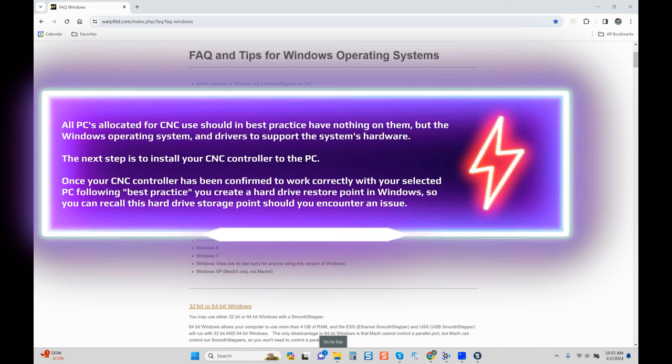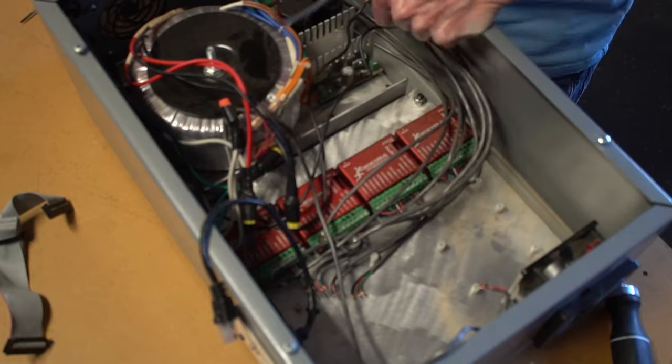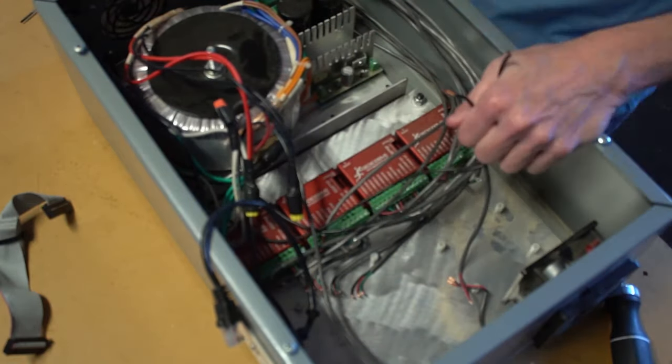Now watch where this is going. It's still very interesting. So I decided to replace the controller with a simpler USB controller.